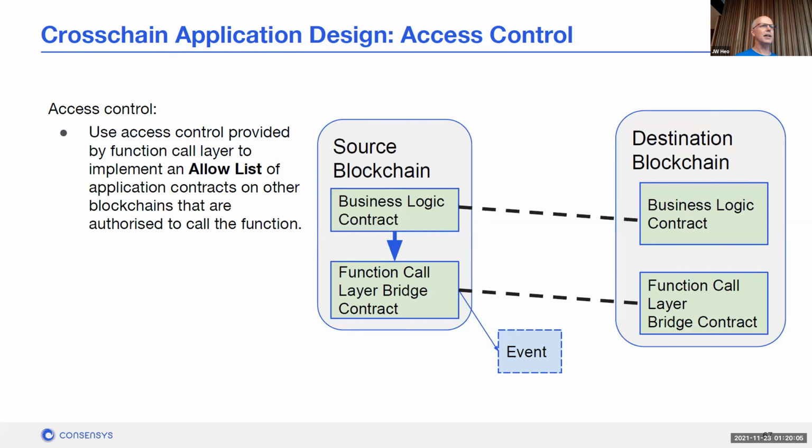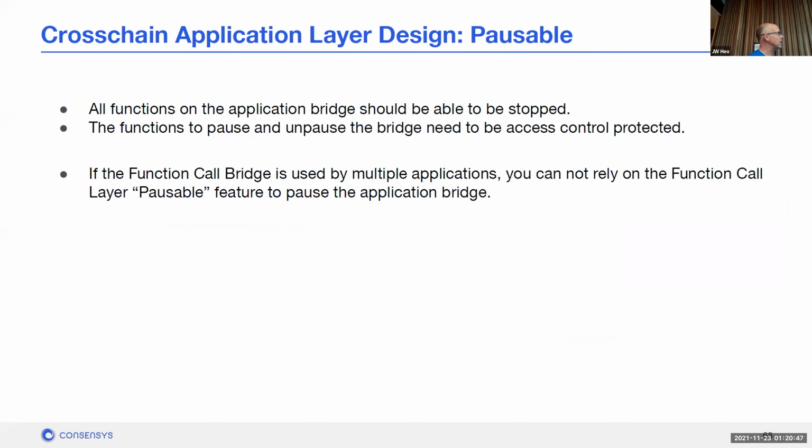What about at the application layer? What are the design choices there? Again, you've really got to be looking at access control. Your function call layer has to provide this access control. Normally in a single blockchain system, you've got message.sender equals some authorized account. How does that work in a cross-chain system? The function call layer has to be able to tell the business logic layer, look, this is who called you. It has to have that capability and have it done in a verifiable way: what blockchain called you and what contract called you.